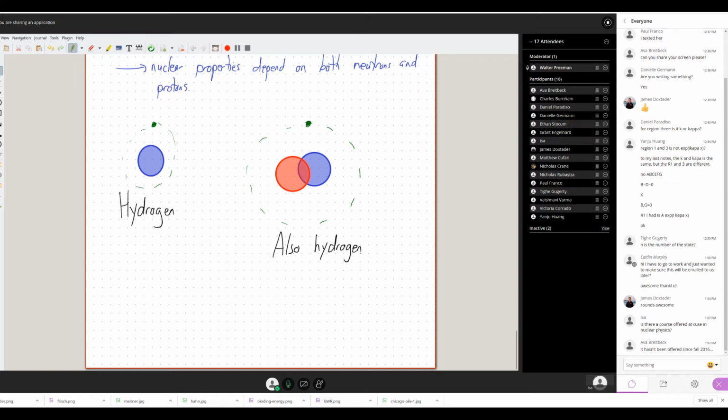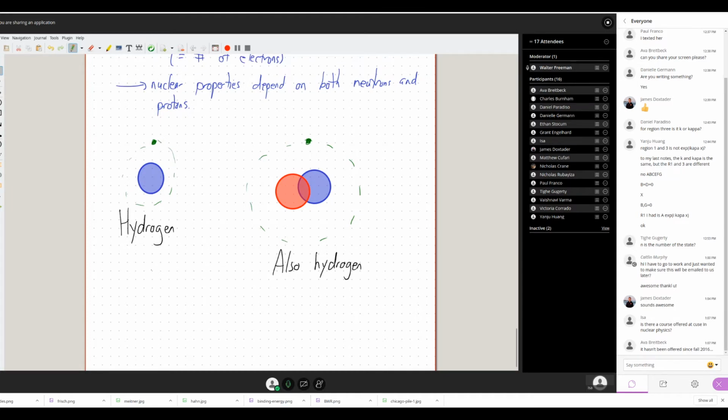So these are called isotopes. Yes, there is a course offered in nuclear physics, but it's not offered enough. I wish it were offered more. I would love to teach it. I apologize, I haven't really gotten ready for today. I'm kind of winging this just because I've been so harried with Physics 211 lately.